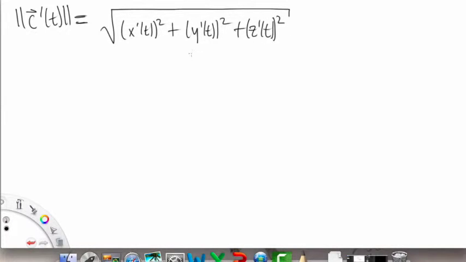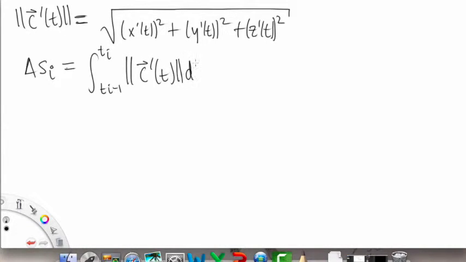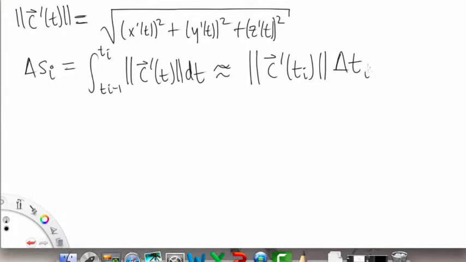Okay? So going back to the arc length formula, we have delta S sub i, the arc length of our really tiny curve, going from t sub i minus 1 to t sub i. Don't worry, those are just the start and end points of the little curve. And then this thing here, what I wrote before, is going to be approximately equal to the magnitude of c prime of t sub i, times delta t sub i. So as I said before, don't worry about this too much.